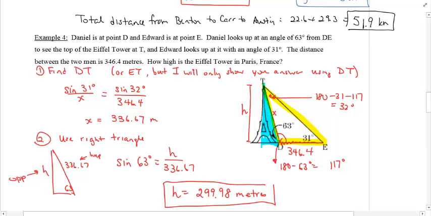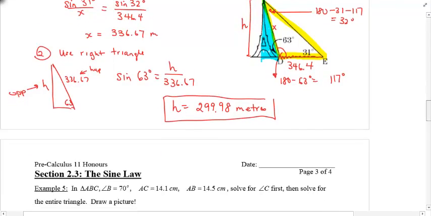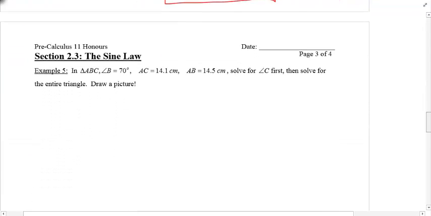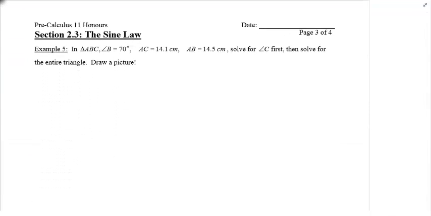How are we feeling right now? So far so good, I hope. Alright, remember how I said it gets tricky on page 3? Well, guess what's next? Page 3. Oh, no more pictures. Boo-hoo. It's your job to try to draw out the picture yourself. And this one also says solve for angle C first, then solve for the entire triangle.